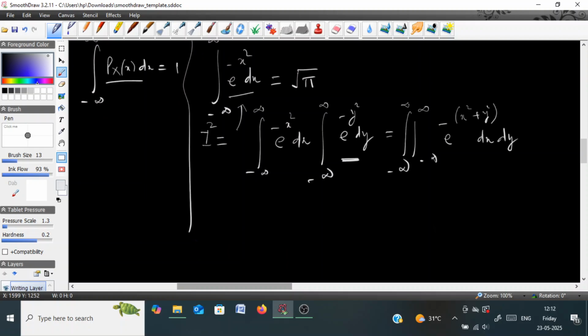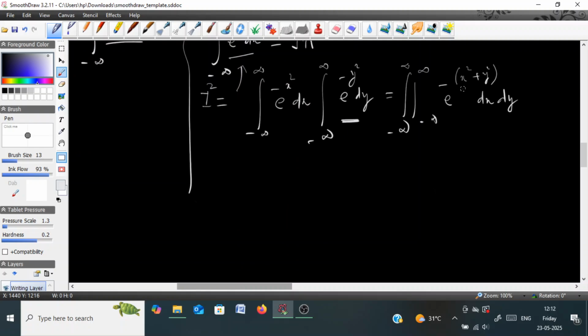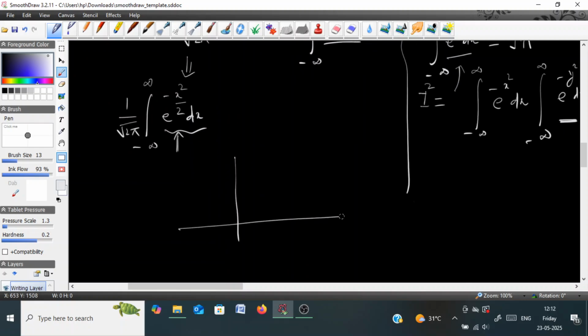Now at this point, we change the coordinates from rectangular coordinates to polar coordinates. So I can represent x square plus y square as r square. Okay, so if this is the x coordinate and this is the y coordinate, this is r, this is theta, so x is r cos theta and the y component is r sin theta.